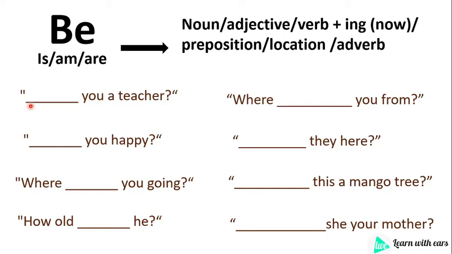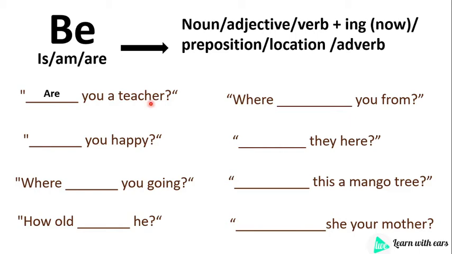Okay, let's see the first sentence. Here, you a teacher. So here we have teacher. Teacher is a noun. And we have you. You is plural subject. With you we use are. So we'll use are for asking a question. So this is, are you a teacher?